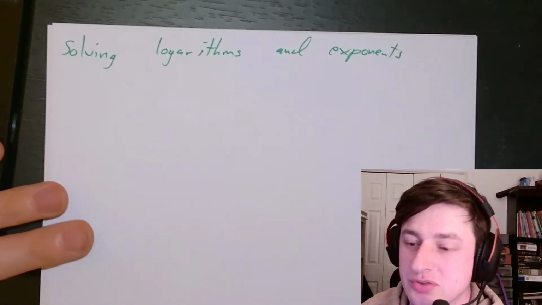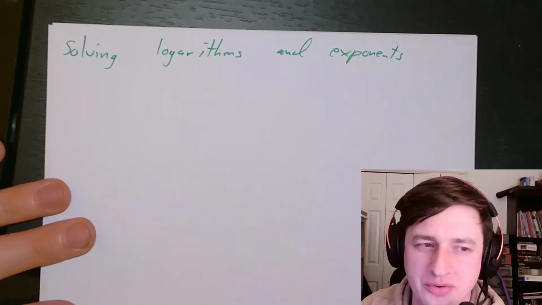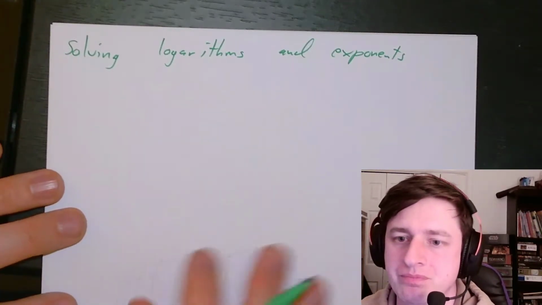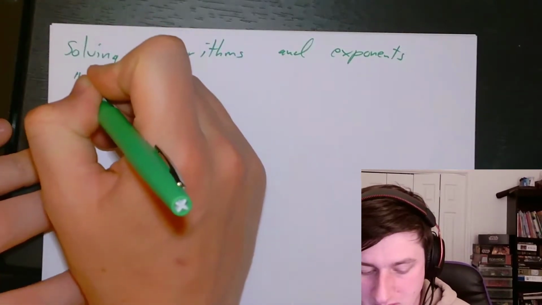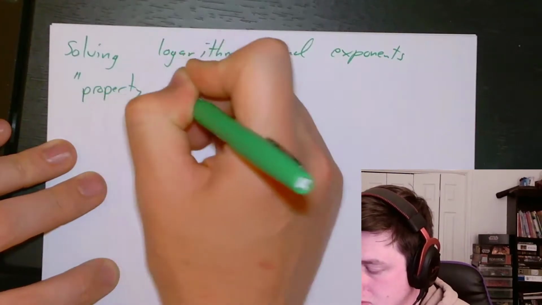Besides the ones that we use for condensing, we're also going to use another thing that's not really a property, but kind of. So the first one is the property of equality.